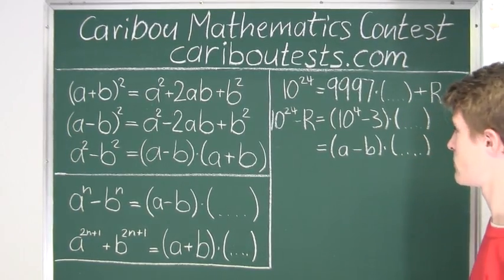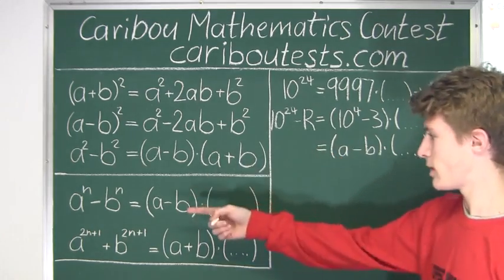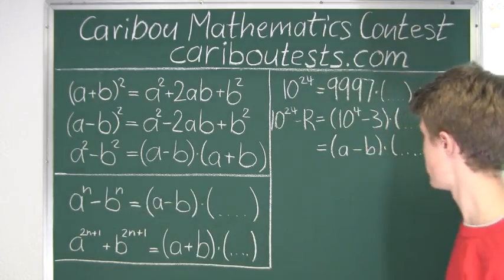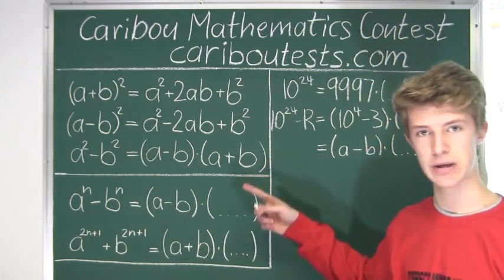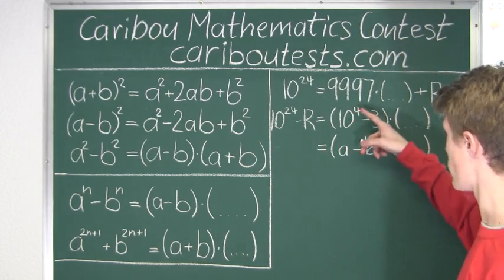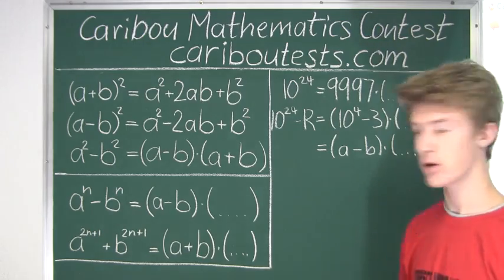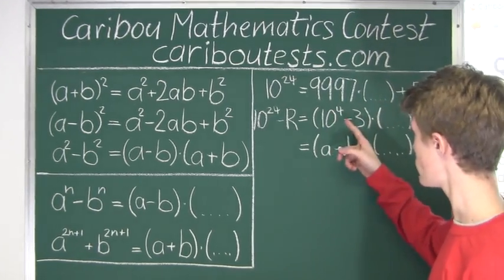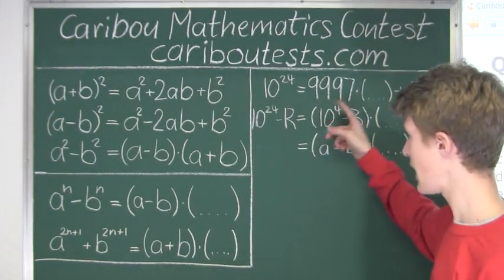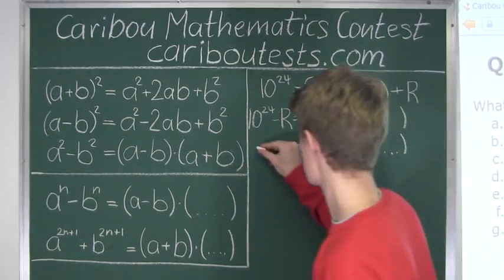Okay. And now, on the left hand side we have a to the power of n minus b to the power of n. But we want a to the power of n to be 10 to the power of 24. And we know a is 10 to the power of 4. So to get to 10 to the power of 24, we would do 10 to the power of 4 in brackets to the power of 6. So we know that would be like putting a to the power of 6.